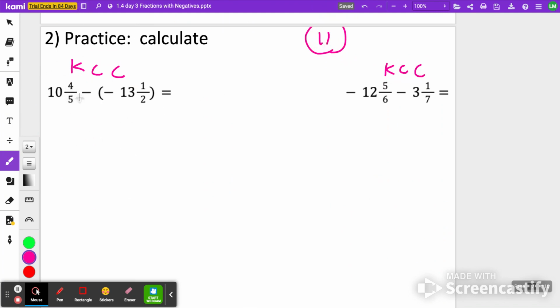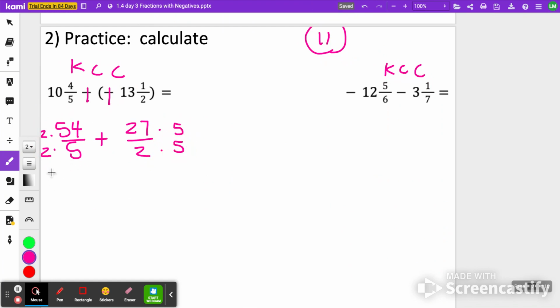So the first thing I did is I showed my keep, change, change. I'm going to keep 10 4/5, change minus to plus, change negative 13 1/2 to positive 13 1/2. Then I went ahead and changed all of these to improper fractions. 5 times 10 plus 4 is 54/5, plus 2 times 13 is 26, plus 1 more is 27/2. What I did next is I changed both of these to have a denominator of 10. So I multiplied the first fraction by 2 and the second fraction by 5.